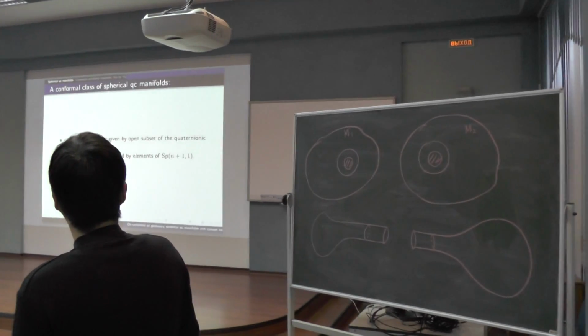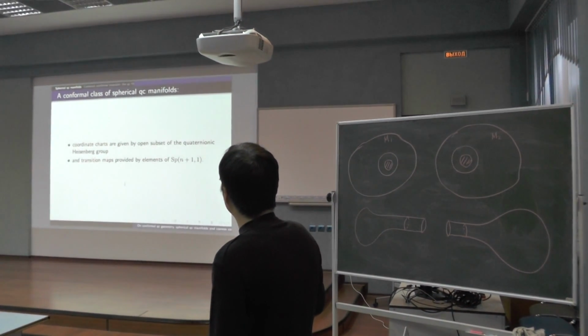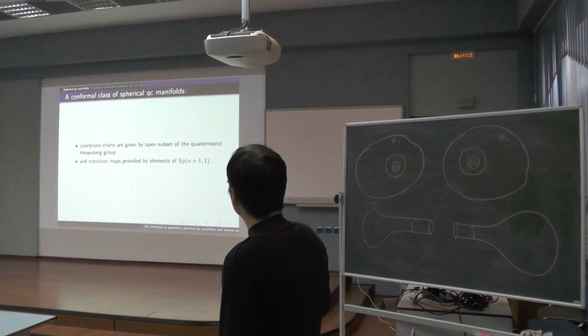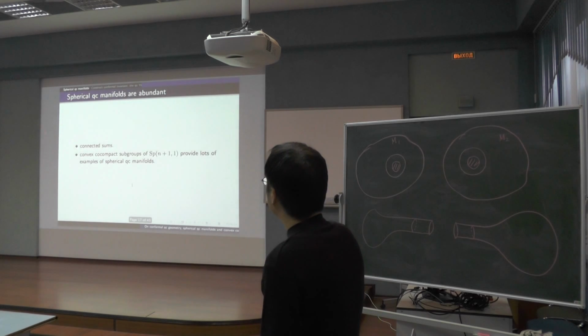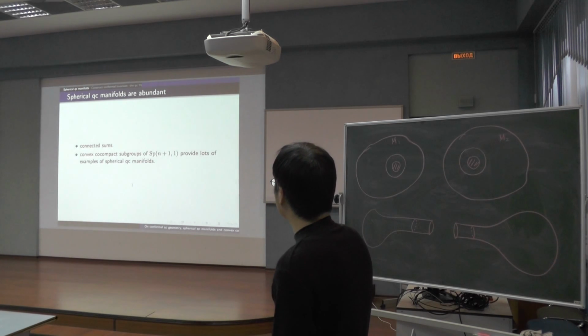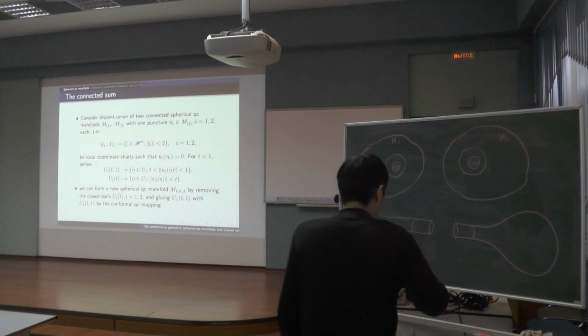So a conformal class of spherical QC manifolds is a manifold whose coordinates are given by open sets of the Quaternion-Heisenberg group, and the transition maps are provided by elements of Sp(n+1, 1). So can we give some examples of spherical QC manifolds? The first one is called a connected sum. The second is given by a discrete subgroup. So what's a connected sum? I have a picture here.